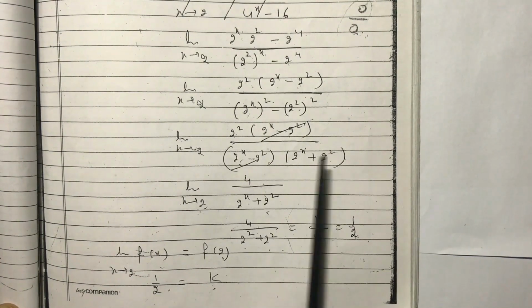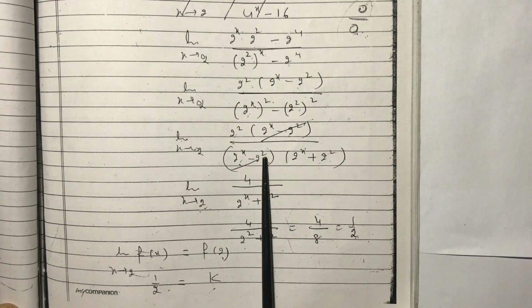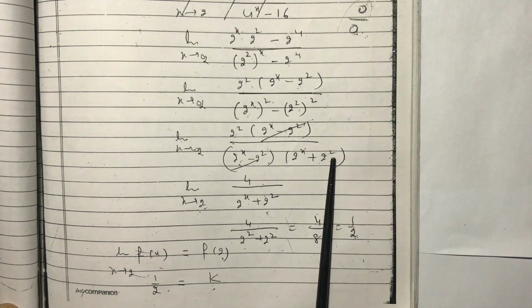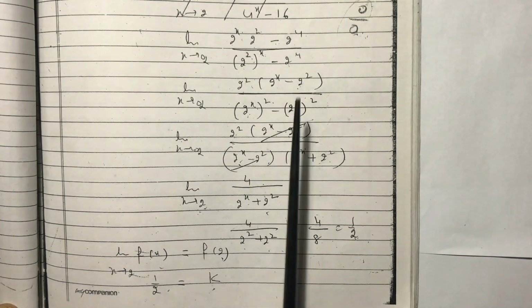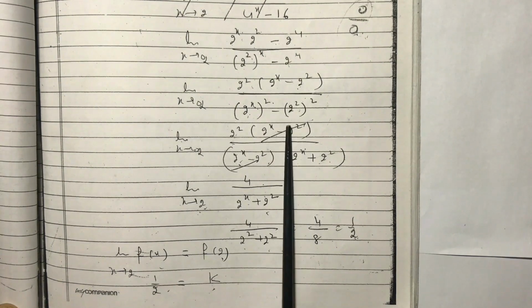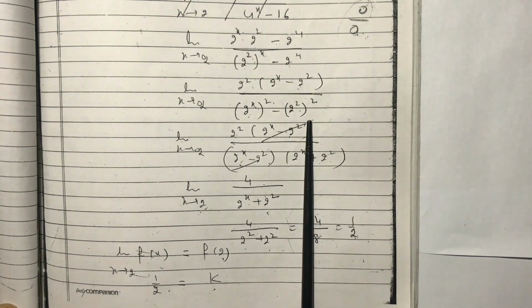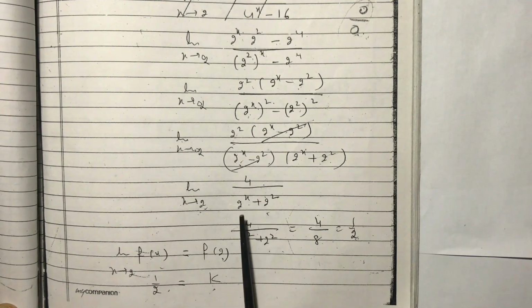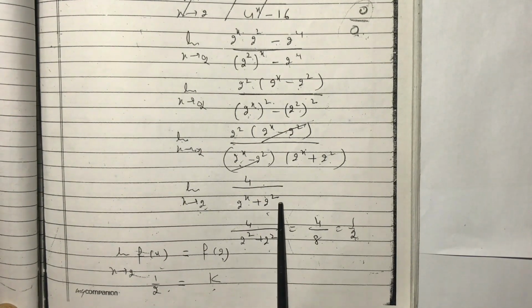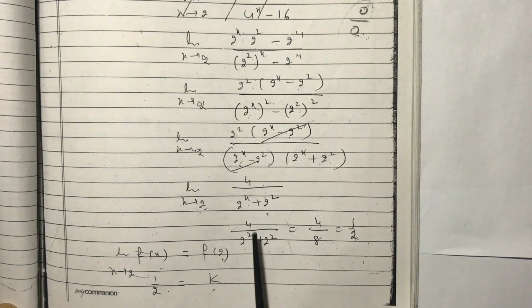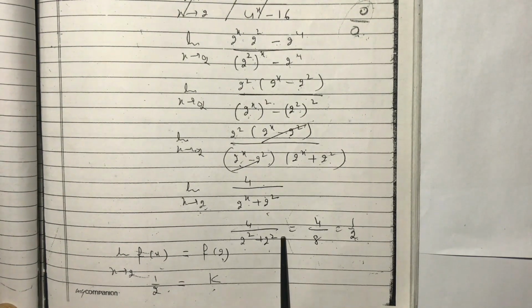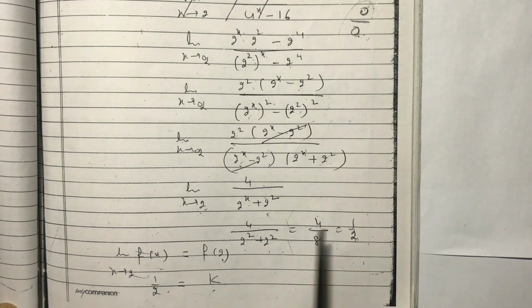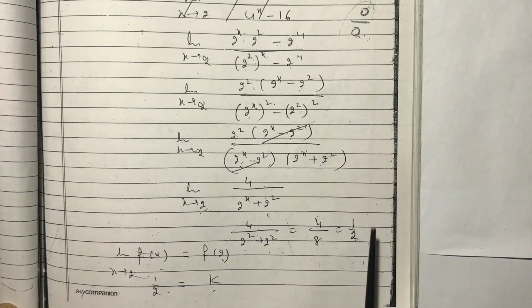a minus b, a plus b: 2 raised to power x minus 2 raised to power 2, 2 raised to power x plus 2 raised to power 2. And you will have this in the denominator. Now this factor and this factor is cancelled. So you have limit x tends to 2, 4 upon 2 raised to power x plus 2 raised to power 2. Instead of x, write 2. You will have 4 upon 2 raised to power 2 plus 2 raised to power 2. And this is equal to 4 upon 8. That is equal to 1 by 2.